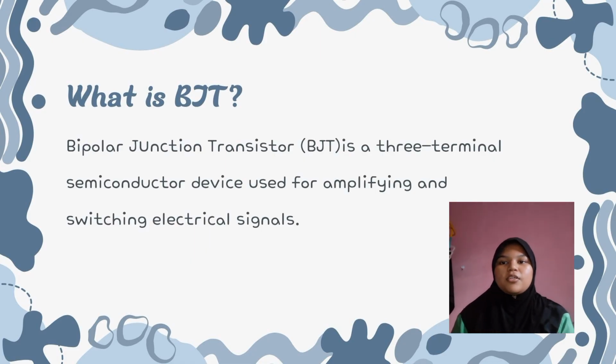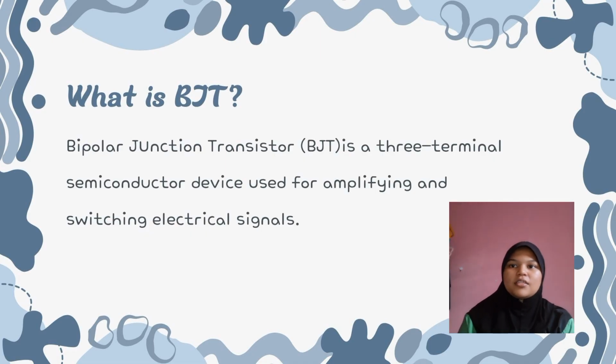One is amplification, which is used in audio amplifiers, radio circuits, and signal processing. Two, switching, which functions as an on or off switch in digital circuits. Three, oscillation and signal modulation, which is essential for communication systems. Four, voltage regulation, which helps stabilize voltage in power supplies. BJTs were fundamental in early transistor-based electronics and are still widely used in low power applications.